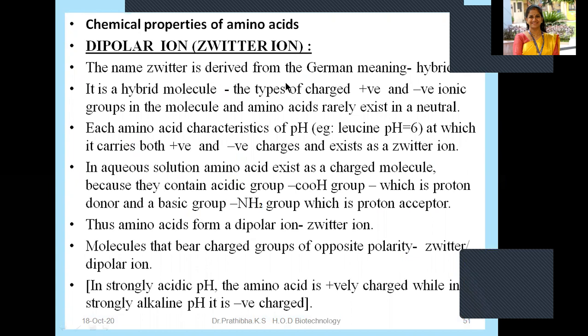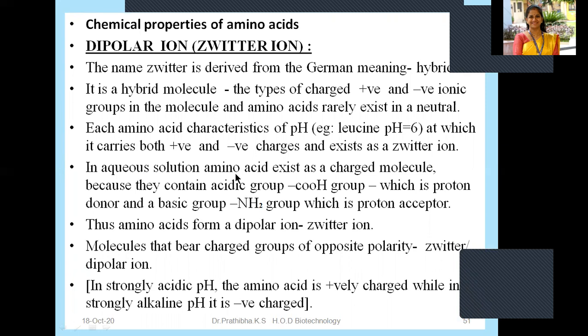The name Zwitter is derived from the German word meaning hybrid. This Zwitter ion is a hybrid molecule where you could see the presence of both positive charge and negative ionic groups in the molecule, and amino acids rarely exist in a neutral condition. Each amino acid has characteristic pH values, for example, leucine at pH 6 carries both positive and negative charges and exists as a Zwitter ion.